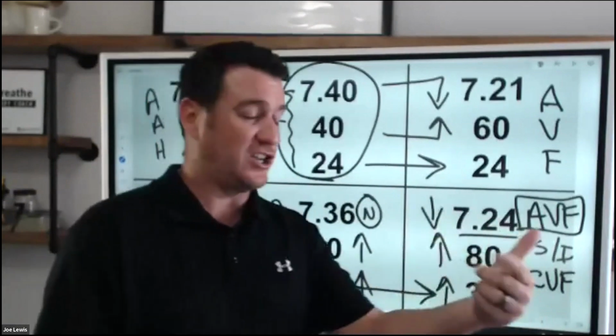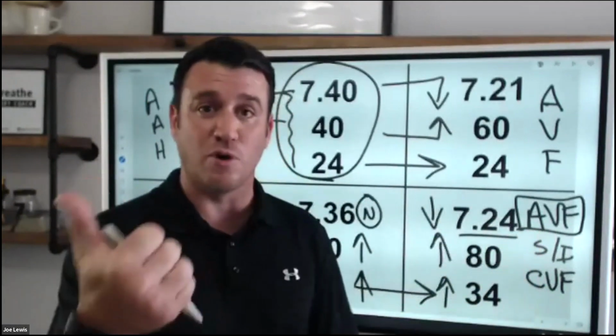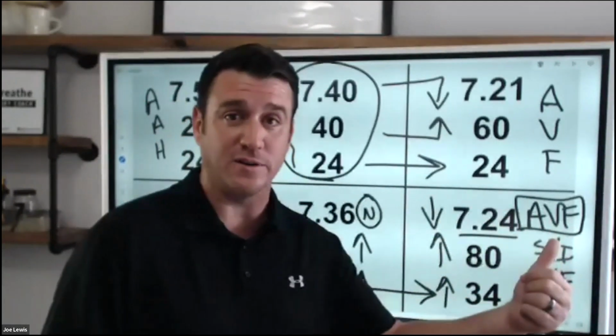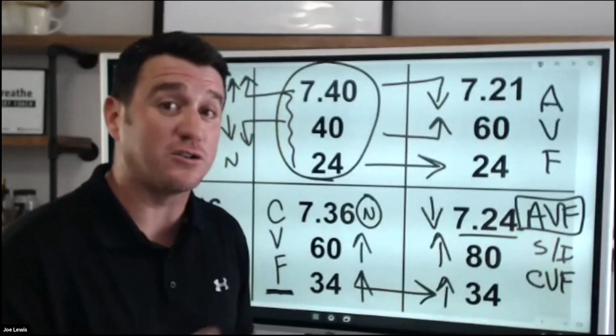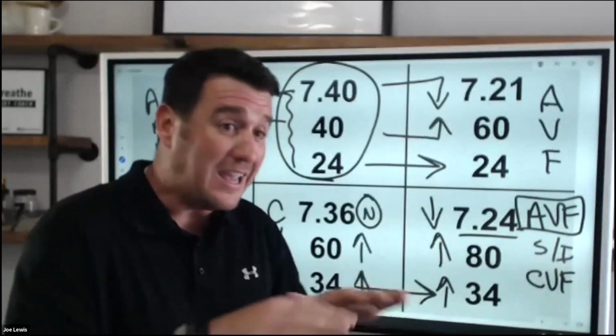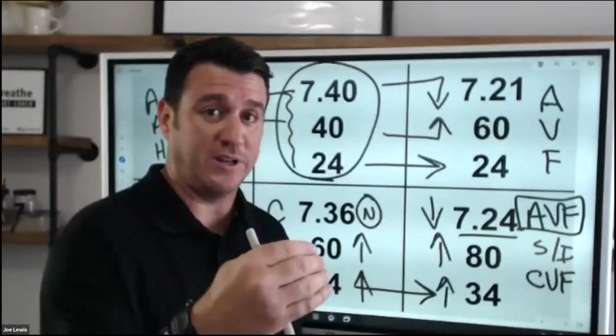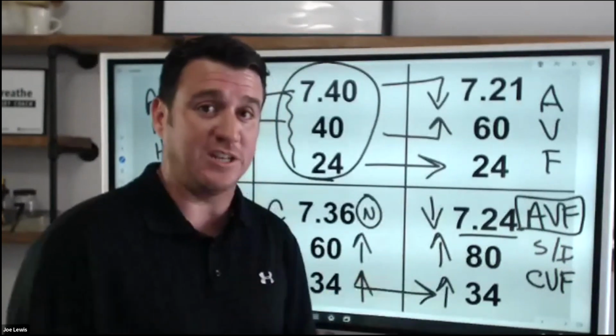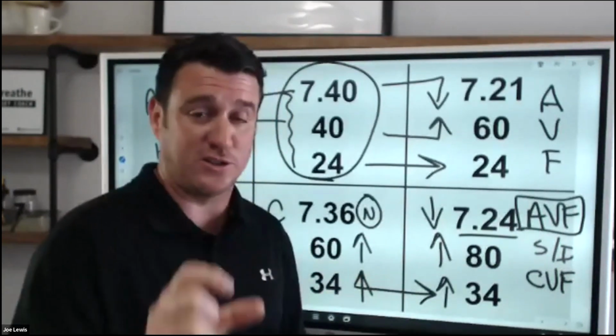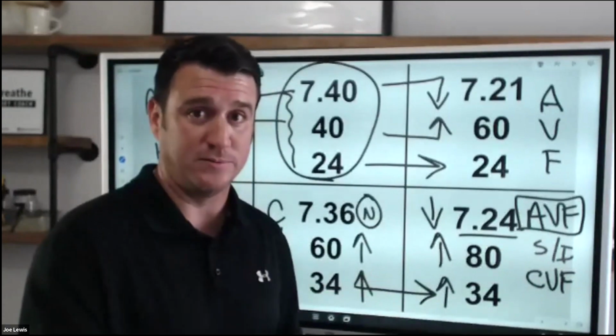Anytime you use the word respiratory in your interpretation, you need to ask yourself, is this acute alveolar hyperventilation, chronic vent failure, acute vent failure? Maybe it's acute vent failure superimposed on chronic vent failure. Anytime there's a respiratory disturbance in your interpretation, these advanced terms are applicable.